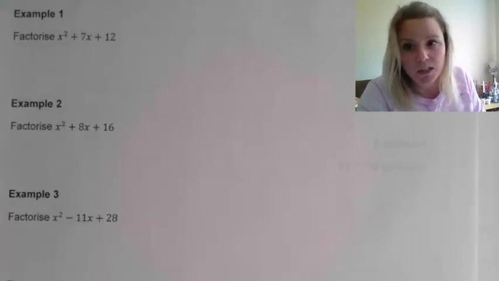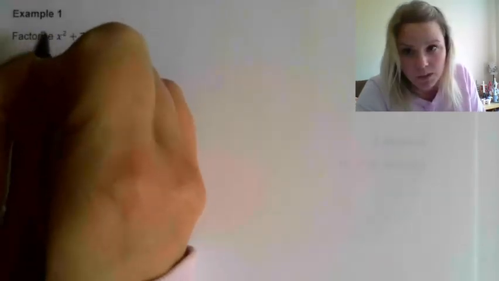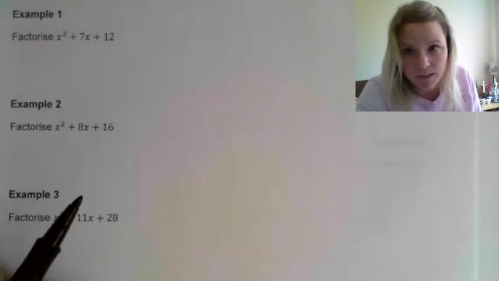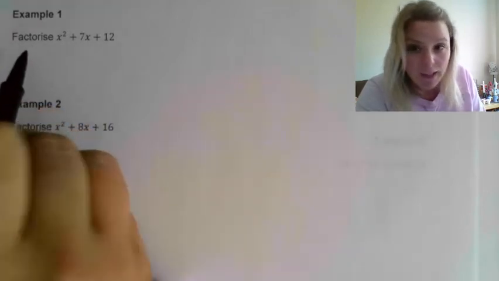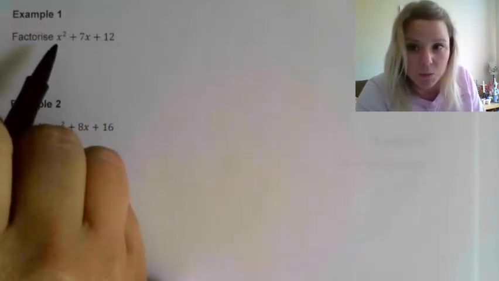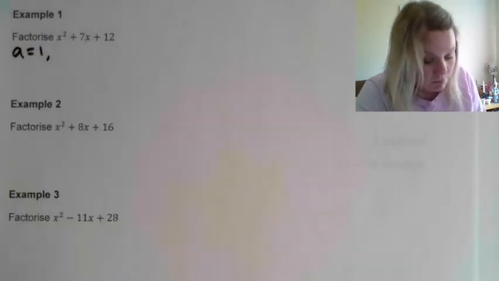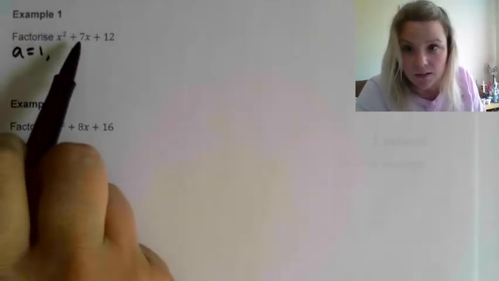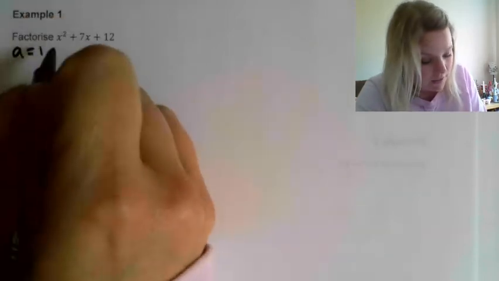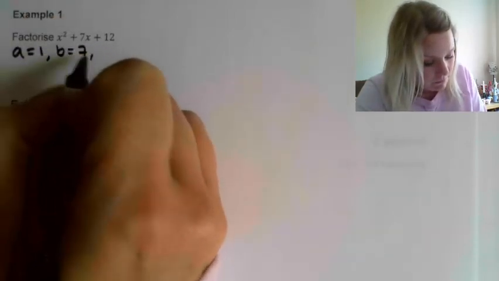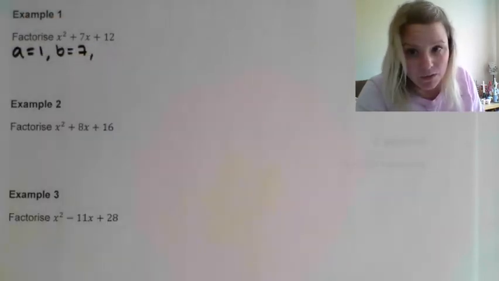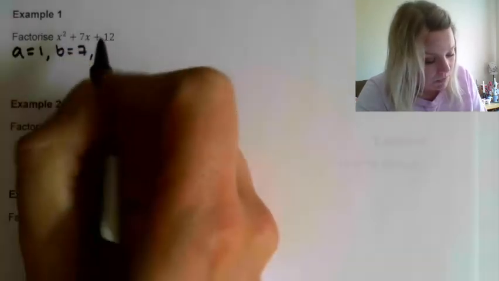So the first thing that we need to do is to list what a, b and c are. So in this equation here, where we have x squared plus 7x plus 12, a, remember, is the number in front of the x squared term, so that's 1. b is the number in front of the x, so that is 7. And c is the number that's on its own, so that's 12.